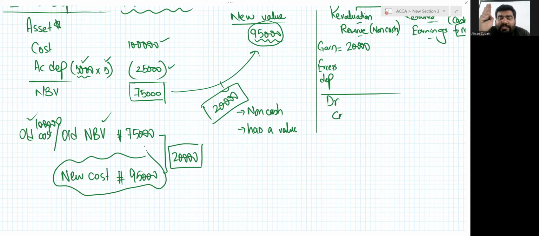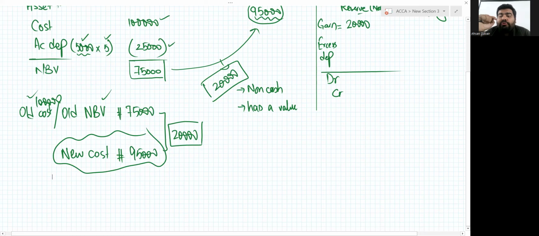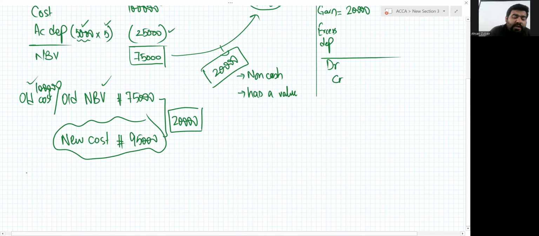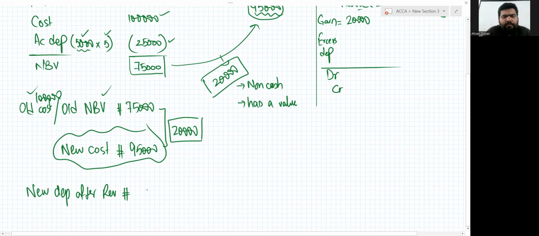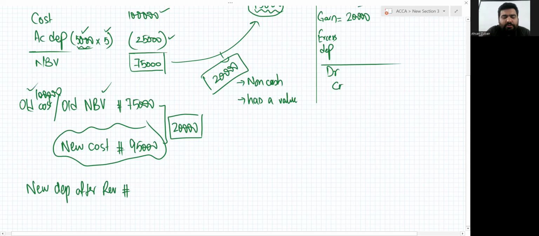Till now, what was the depreciation expense per year in our question? It is written: per year 5,000. But now you have a new cost, so you will have new depreciation. So let us calculate the new depreciation after revaluation. First thing here is that, as I have multiplied the exact values for 5 years, it's straight line.